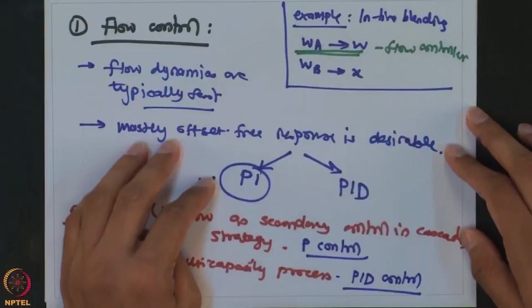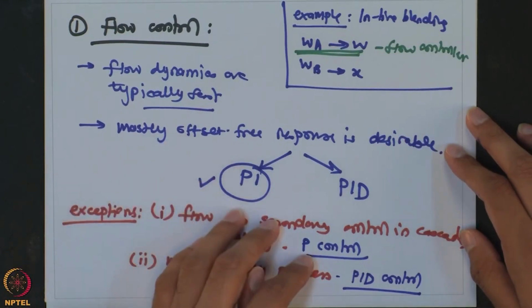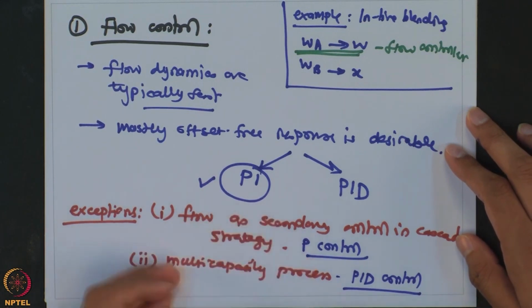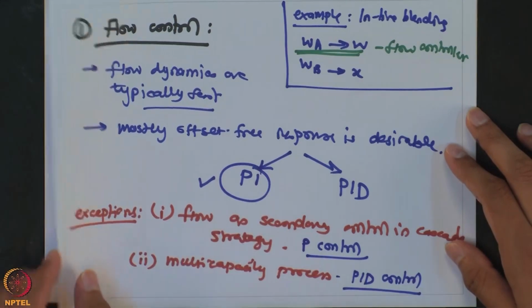So just to summarize flow control, the majority of the times it will be a PI controller. When it is part of a cascade control and a secondary control objective, it will be a P controller. If it is a multi-capacity process like a flooded reboiler, then it will be a PID controller. Now let us see how the control loop will look like.